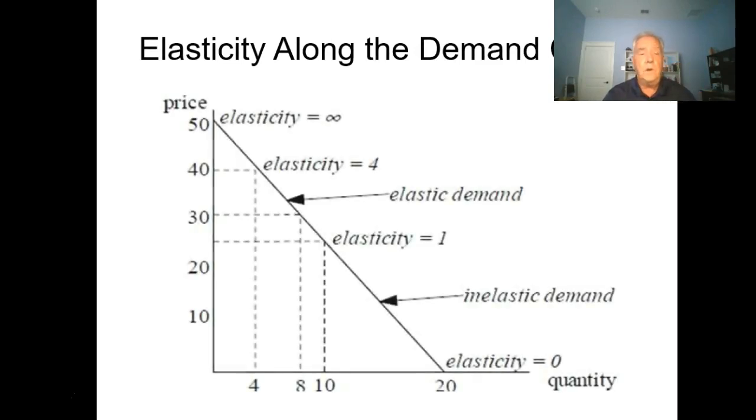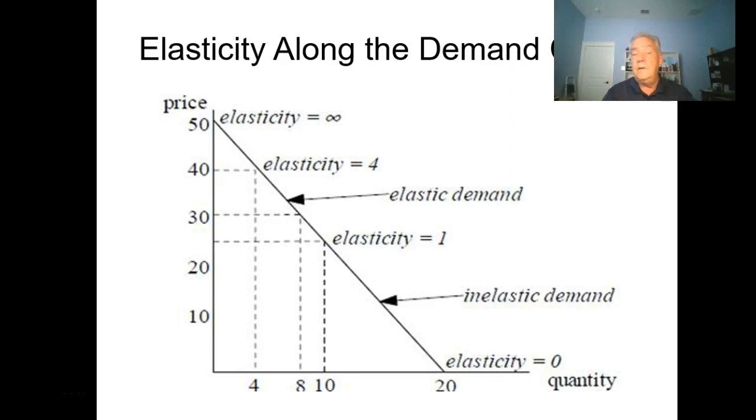All right, elasticity along the demand curve. Here's the curve that I showed you in class. Elasticity at the midpoint is equal to 1. On the upper end, elasticity is more than 1, so it's elastic. That is elastic demand. If you look all the way up at the top, you'll see a price of 50 cents, $50, whatever the case may be. Elasticity is infinite. In other words, it goes on forever. Right?